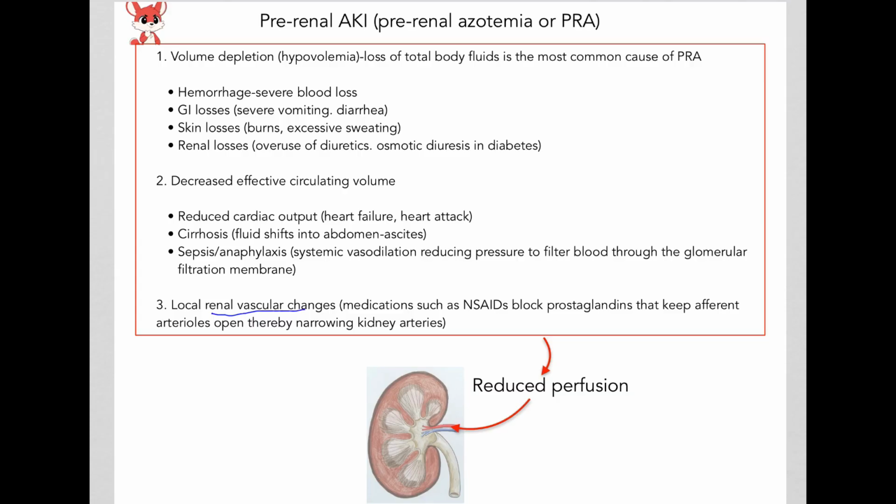And then there could be local renal vascular changes. For example, medications such as NSAIDs block prostaglandins, and these prostaglandins keep the arterioles open, and without the prostaglandins, there is narrowing of the kidney arteries. So all of these pre-renal conditions are things that are happening before the kidneys.